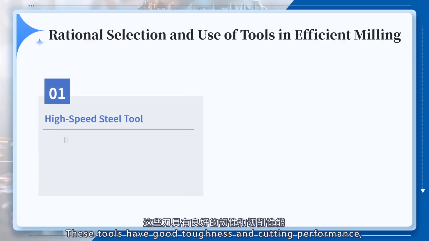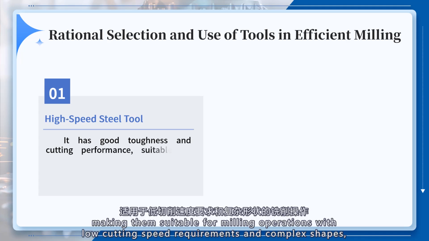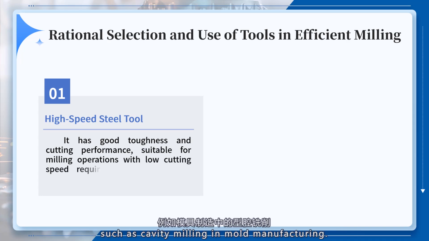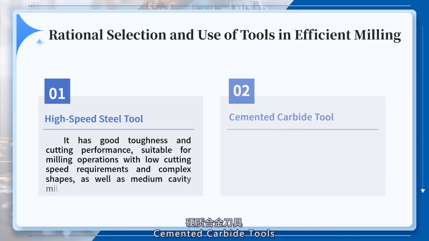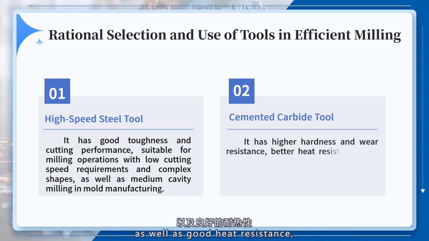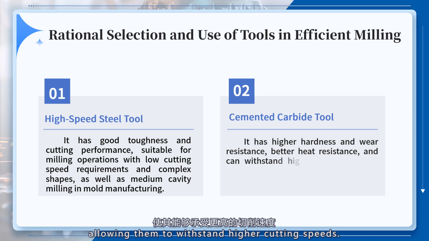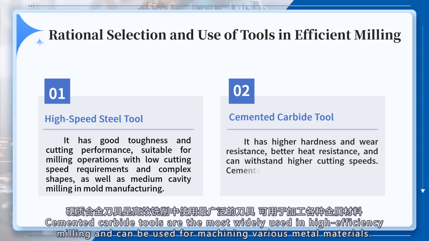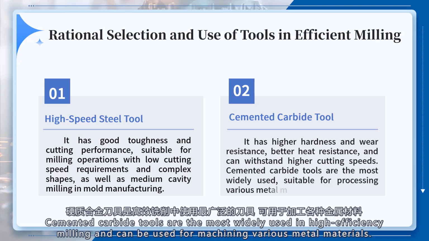High-speed steel tools. These tools have good toughness and cutting performance, making them suitable for milling operations with low cutting speed requirements and complex shapes, such as cavity milling in mold manufacturing. Cemented carbide tools. These tools offer higher hardness and wear resistance, as well as good heat resistance, allowing them to withstand higher cutting speeds.